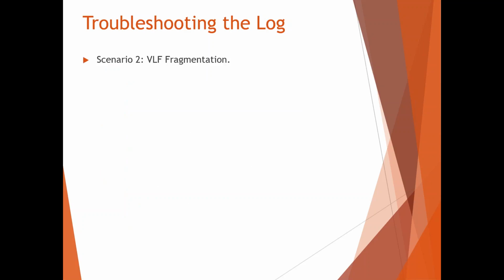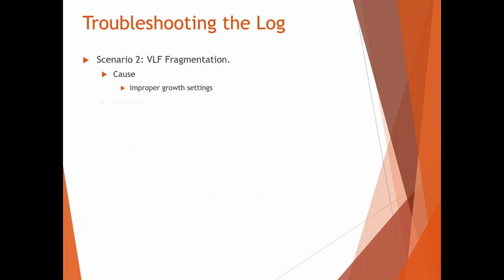Second scenario, I'm sure most of you have probably heard of this one as well, VLF fragmentation. What we mean by VLF fragmentation is that you have a very, very large transaction log with lots of very, very small VLFs. And how do we get into that situation? Growth settings are wrong. The create or growth size for the transaction log is too small for the size of the transaction log that we actually need.